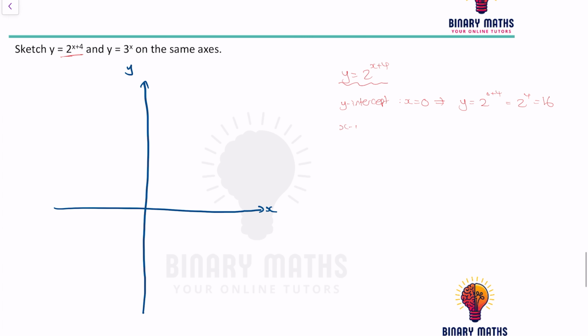The x-intercept, well, let's just do it anyway. X-intercept means y = 0, which means 2^(x+4) = 0, which has no solution, which means y = 0 is an asymptote because it's undefined when y equals 0. So y = 0. It goes through (0, 16). Let's do it like this. And we know because it's the first case, it's going to look something like this. So y = 2^(x+4).